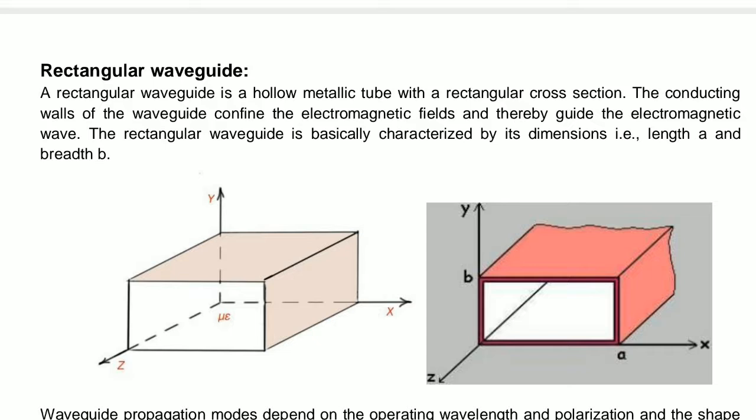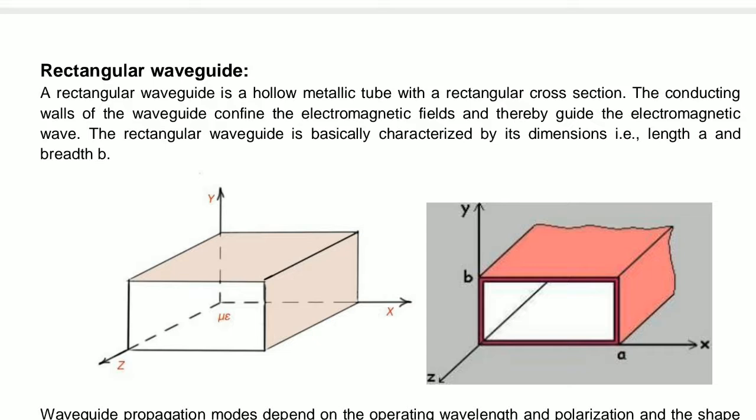The conducting walls of the waveguide confine the electromagnetic fields and thereby guide the electromagnetic waves. So these waveguides, as the name indicates, are used to guide the electromagnetic waves, or we can say microwaves, during the transmission through it. The basic aim of these waveguides is to transmit or guide, or somewhat attenuate, and it also works as a high pass filter for the microwave.